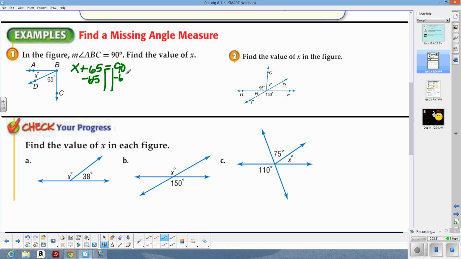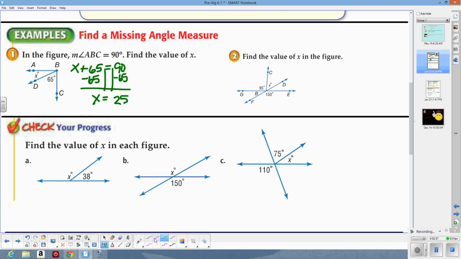This is how you would do it algebraically. 90 minus 65 is 25. So X is 25. It's 25 degrees. Some people would just take 90 and subtract the one they know from it. So 90 minus 65 to get X. This is how you would write an equation and solve it.